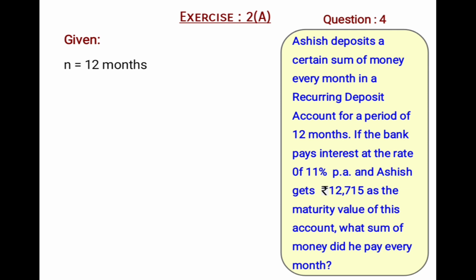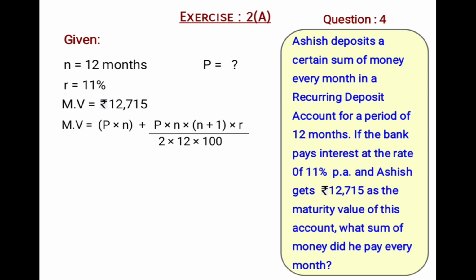If the bank pays interest at the rate of 11% per annum, given R is equal to 11%, and Ashish gets 12,715 as the maturity value of this account. Given MV is equal to 12,715, what sum of money did he pay every month? That is, we want to find the P value. For that, we are going to use the MV formula.